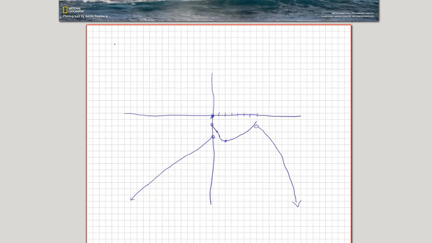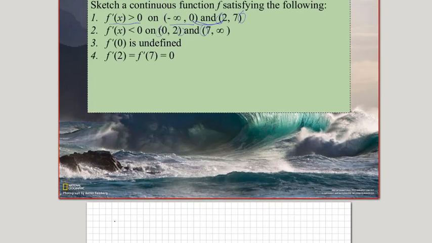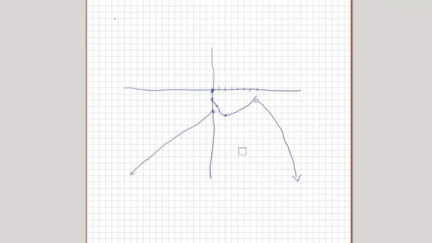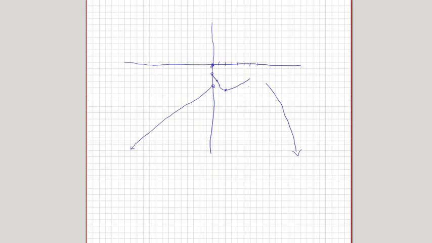now, notice right here at 2, it looks like you'd have a horizontal tangent line, and that would give me a derivative of 0. Now I want to do the same thing at 7. I want the derivative to be 0. So let me smooth these guys out here. Also keeping in mind that I want to be increasing the whole time until I get to 7, and then decreasing after 7. So again, here, it looks like I'm going to have a horizontal tangent line. And then I'll be decreasing after that. So now the graph looks like this.